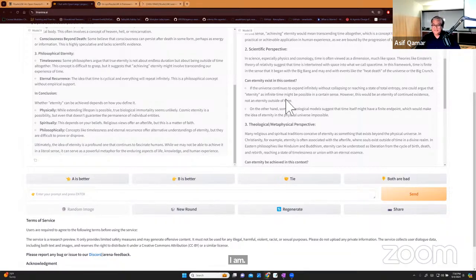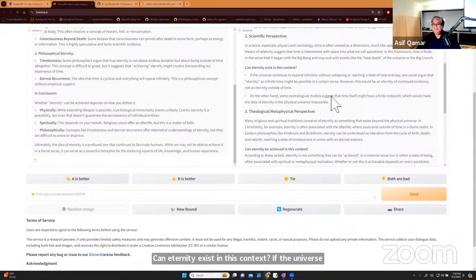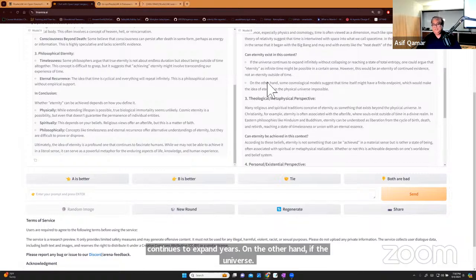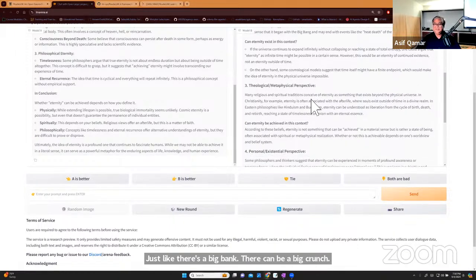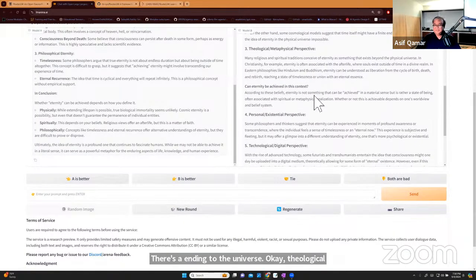Can eternity exist in this context if the universe continues to expand? Yes. On the other hand, the universe itself might have a finite endpoint. Oh, this is lovely. Just like there's a big bang, there can be a big crunch, right? There's an ending to the universe. Then theological, metaphysical, and personal existence.